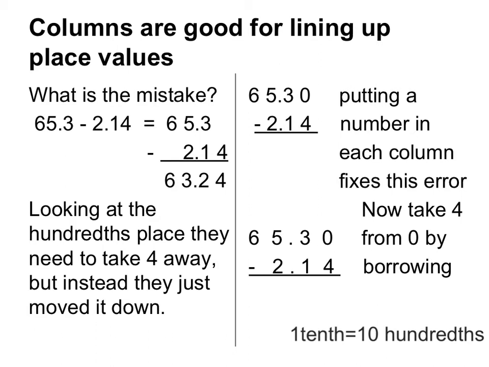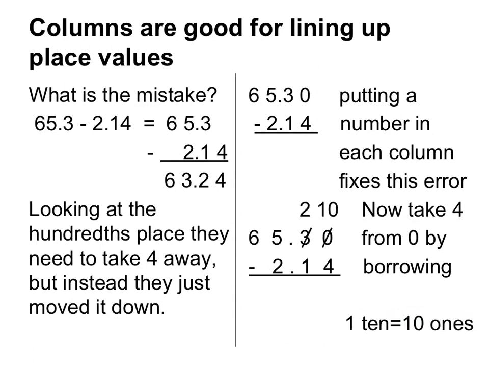I'm going to borrow from the 3, and I'm going to borrow by remembering that 1/10 is equivalent to 10 hundredths. So I'm going to take 1/10 from that 3, so now I have 2, and then I'm going to bring 10 of those over to my hundredths place. I didn't have any there, so I just have 10. Once I've made that borrow, now I can subtract. 10 minus 4 is 6. 2 minus 1 is 1. 5 minus 2 is 3. 6 minus 0 is 6.